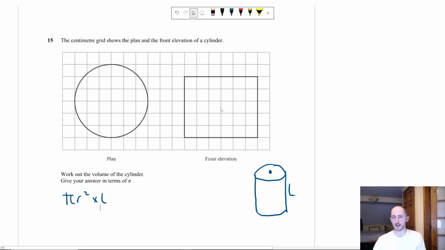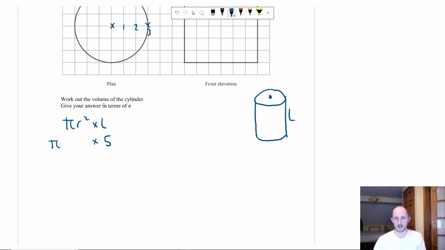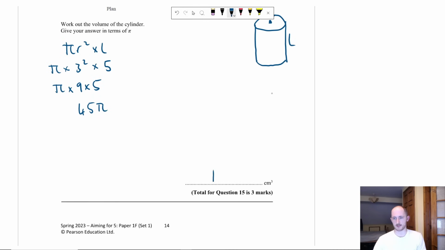So now, using this diagram, we should work out what each of these is. Okay. Now, the length is just this length here: 1, 2, 3, 4, 5. So I know that this is going to be a 5. The radius, well, that's the distance from the center of a circle to the edge. So we're going to start from here, and we're going to go to here. Well, that's 1, 2, 3. So the radius is 3. So we're going to do pi times 3 squared times 5. 3 squared is 9, so we've got pi times 9 times 5. 9 times 5 is 45, so the answer is 45 pi, and we should probably leave it as centimetres cubed, as I suspected.